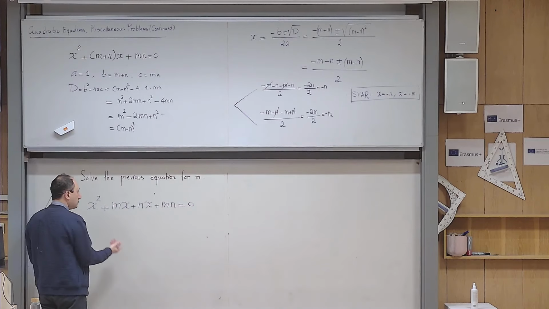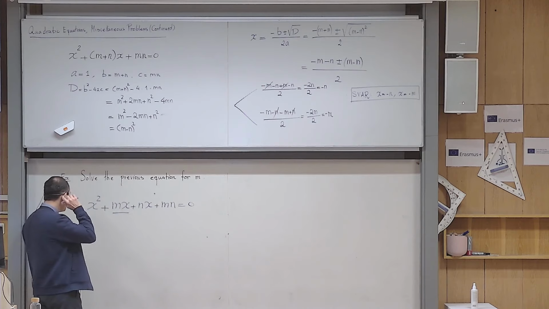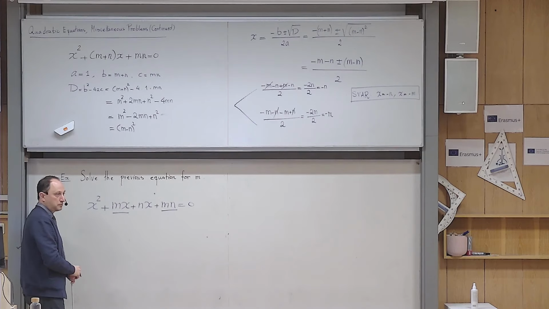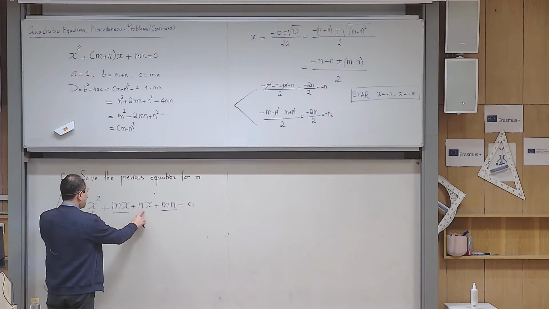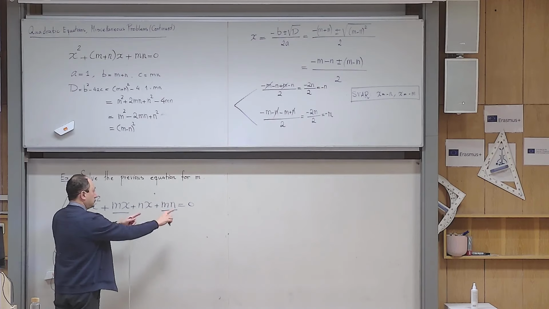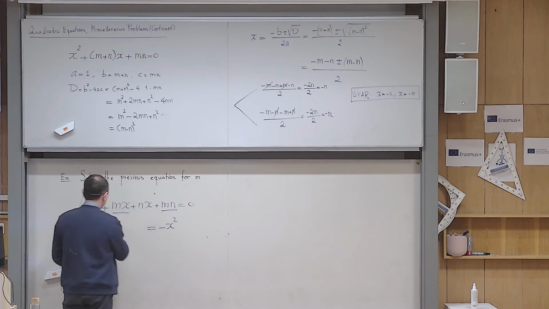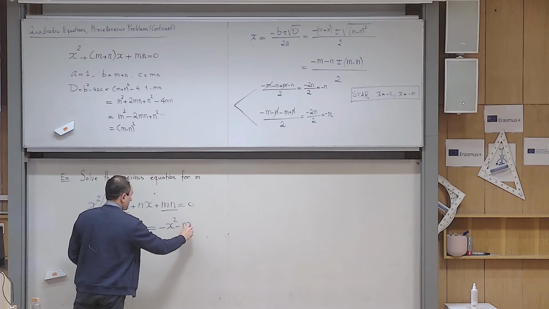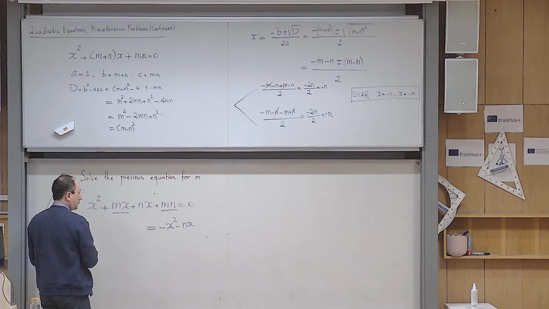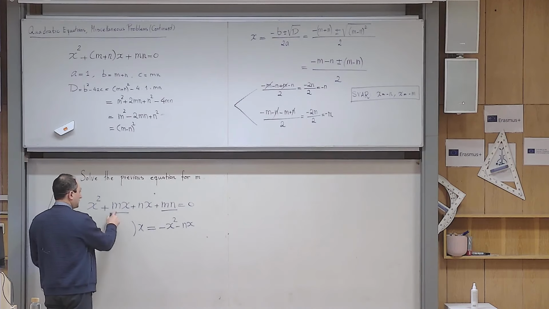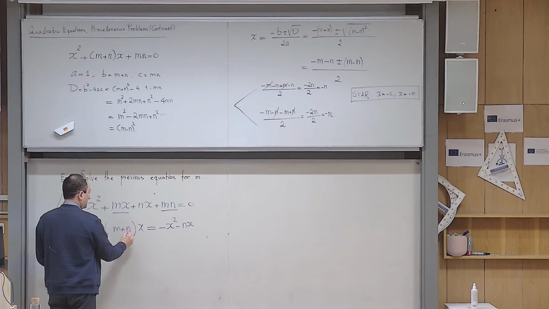But I know my goal. My goal is to isolate my unknown on the left. So this one contains my unknown. This one also contains my unknown, which is m. These two do not contain my unknown, so I have to move them to the other side. So on the other side, it becomes minus x squared. I move this to the other side, nx to the other side. And then what happens? I have mx and nx. But I do not want to have x in two places, so what do I do? I factor it out, it becomes m plus n, yes?